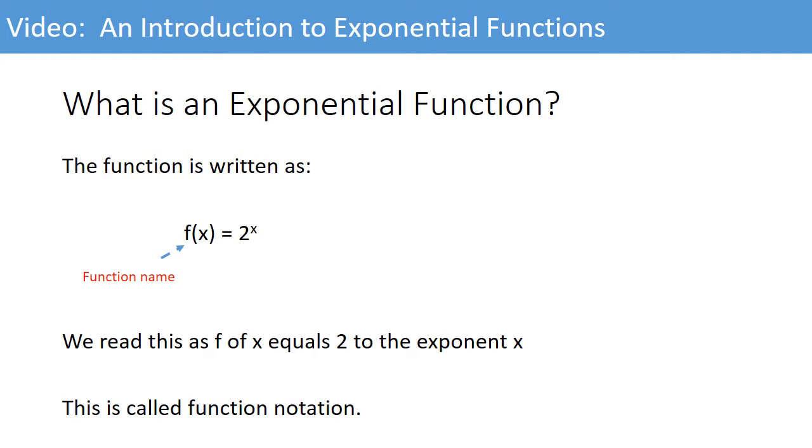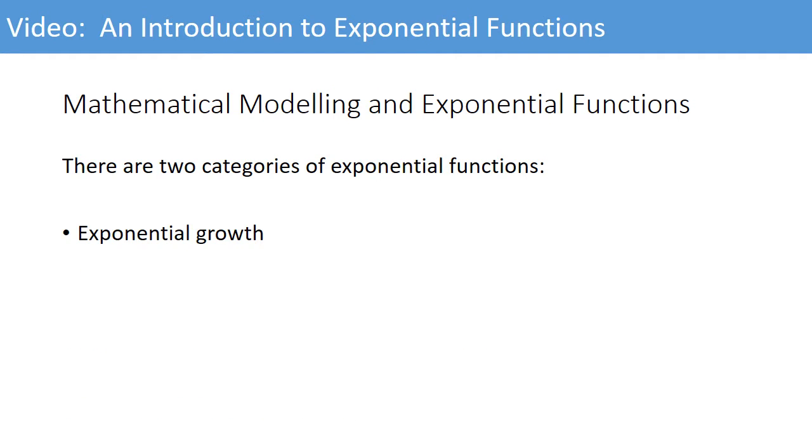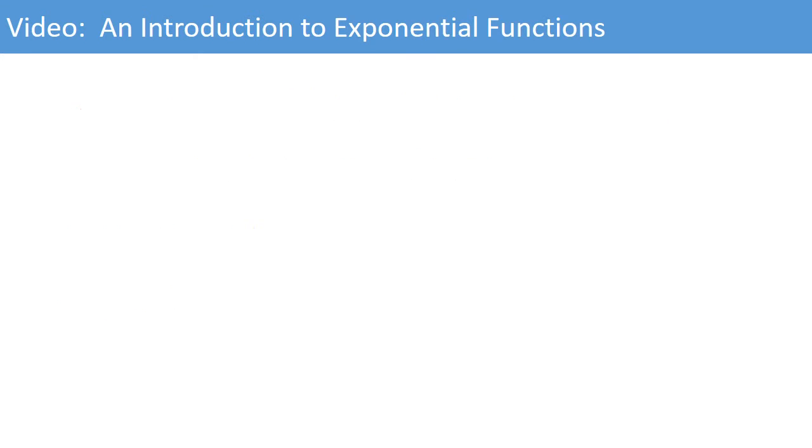The function name is f of x. The input variable is x. What happens to the variable is represented by the right side, 2 to the exponent x. There are two categories, exponential growth and exponential decay. Now we're going to take a closer look at exponential decay.